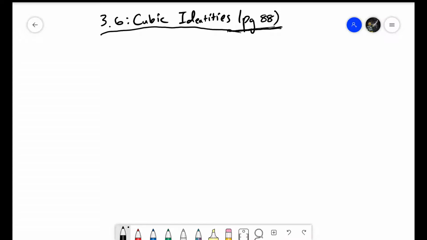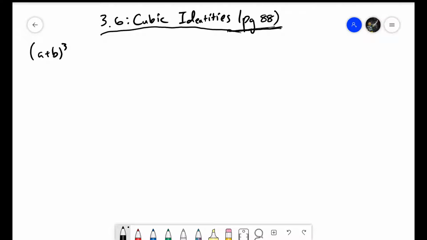In this video, we will be talking about lesson 3.6, which is cubic identities. This lesson is on page 88 in the textbook. So there are three main cubic identities that we'll be talking about in this video. The first one is, what is a plus b cubed?